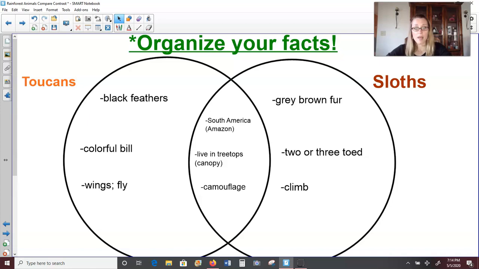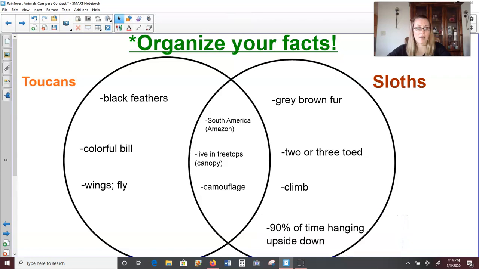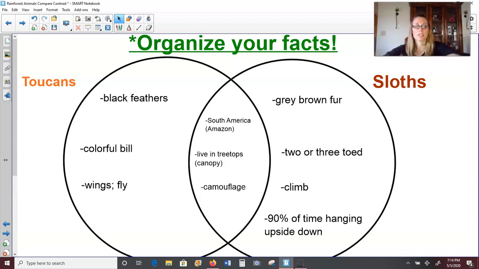And then another difference that I had come up with is that sloths, they spend about 90% of their time hanging upside down. That's kind of neat because most creatures can't hang upside down for very long periods of time. If you've ever hung upside down from the monkey bars, you feel like all the blood rushing to your head, and it kind of feels like your head's going to explode.